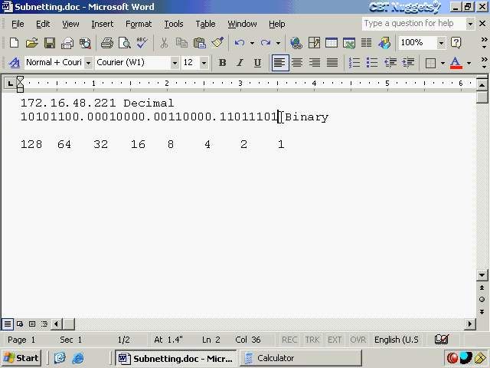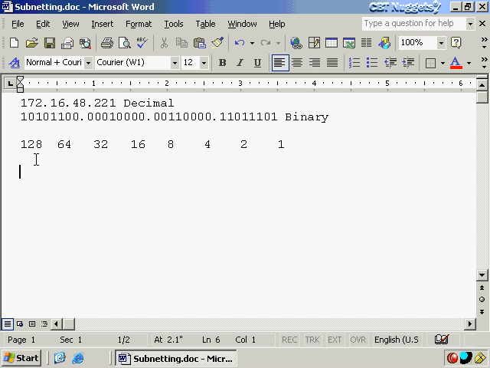1 doubled is 2, 2 doubled is 4, 4 doubled is 8, 8 doubled is 16, 16 doubled is 32, 32 doubled is 64, and 64 doubled is 128. So then let's go ahead and take a look at each one of these binary bit positions, and if it's enabled or turned on with the number 1, we'll count that number in.